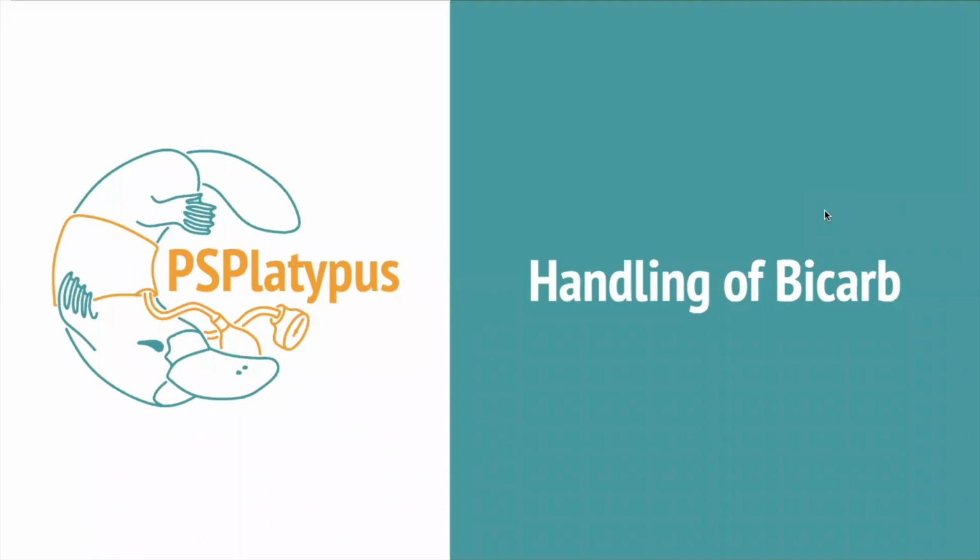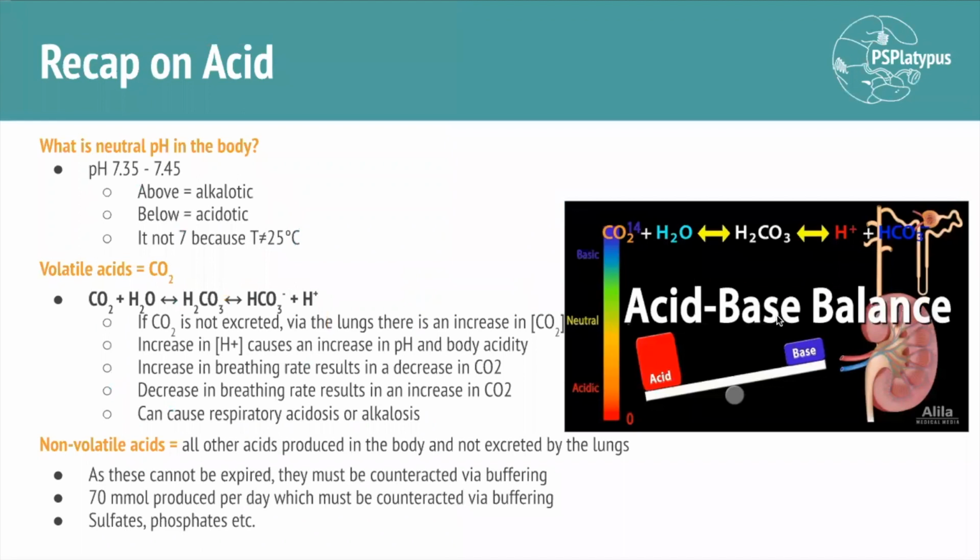Okay, today we'll be talking about the handling of bicarb. First of all, we'll have a quick recap on our acids and bases. An acid, as we know, is an ion that donates hydrogen ions, and a base is a compound that accepts them. In the human body, the neutral pH range is from 7.35 to 7.45. Anything above would be alkalotic, and anything below would mean the patient is acidotic.